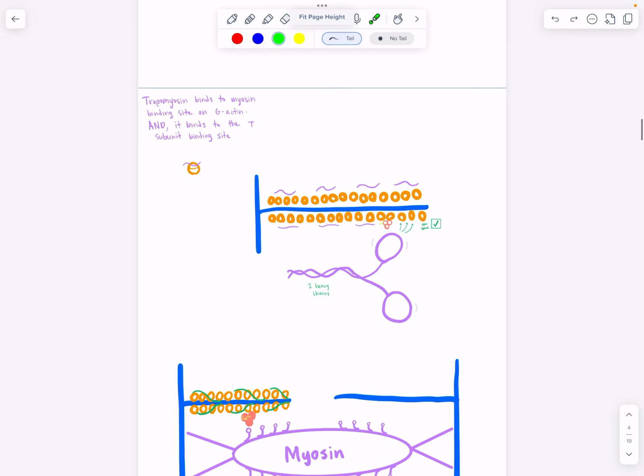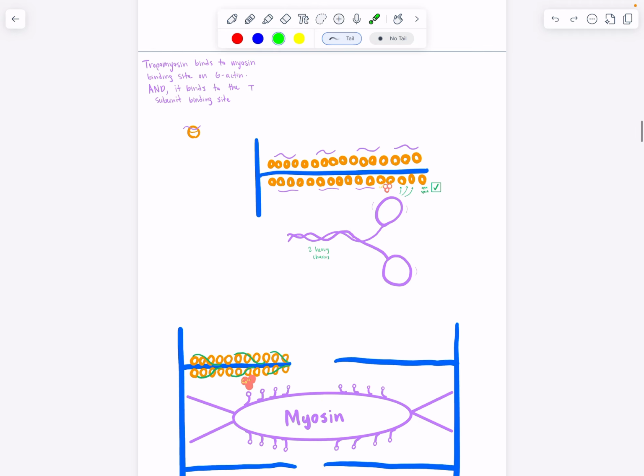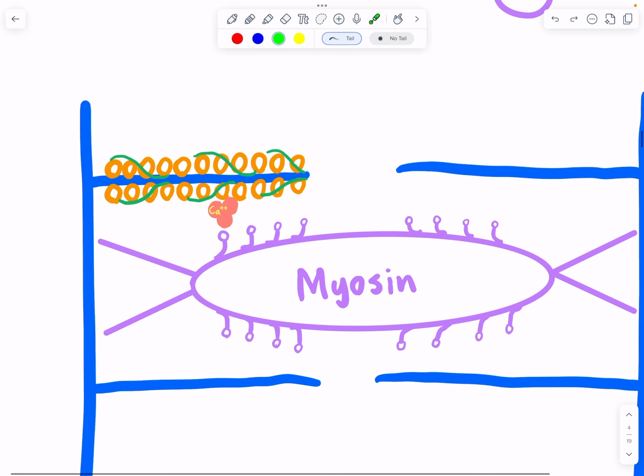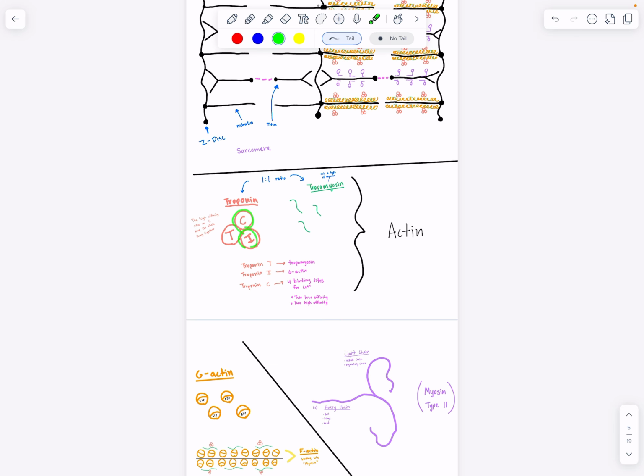So what happens is that calcium comes in, and we have troponin, which has those three different subunits. Calcium comes in and binds to the C subunit, and then this allows the other subunit. So you've got the C subunit, I and T. The T attaches to tropomyosin and kind of pushes it out of the way.